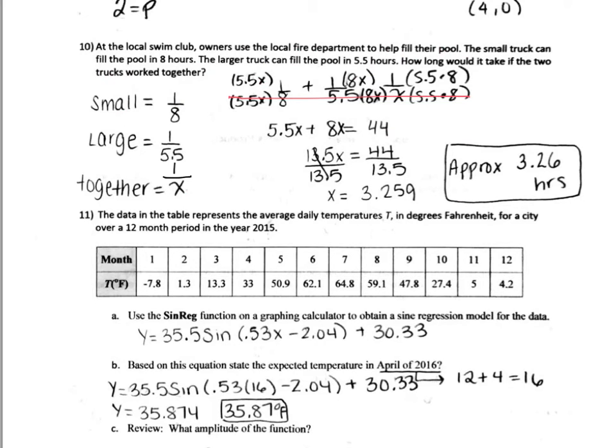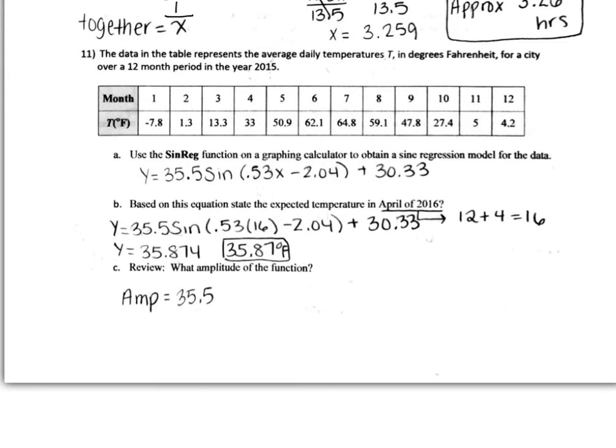Okay. Example number 11. The data in the table represents the average daily temperatures in degrees Fahrenheit for a city over a 12-month period in the year 2015. So here's the month, here's the temperature. So we're first going to put this into L1 into the calculator and the temperature into L2.